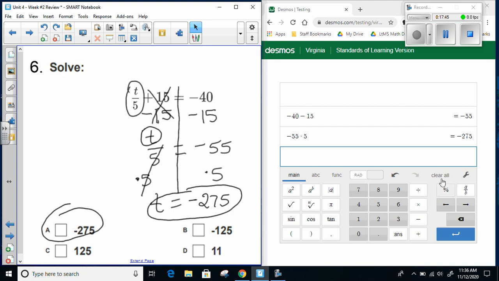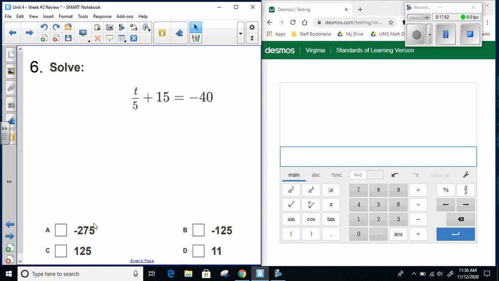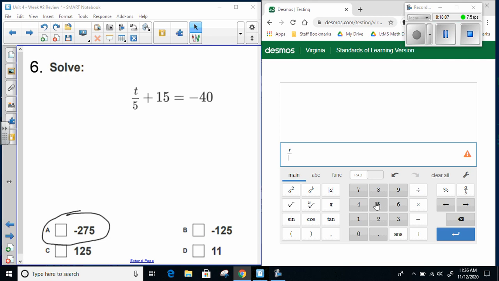Now, if you didn't remember those steps and you wanted to solve with Desmos, there is another way you could do this. So I'm going to get rid of my work. Remember that our answer was A, and we proved it with our steps. So another way we could figure this out is by taking the side of the equation that has the variable in it. So here, that's the left side, and we're going to type it into Desmos. So t divided by 5 plus 15. Remember, you want it to look exactly like it does in the picture. So just that side of the equation with the variable in it, and then I'm going to hit enter.